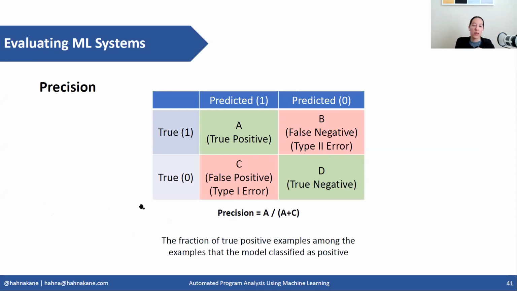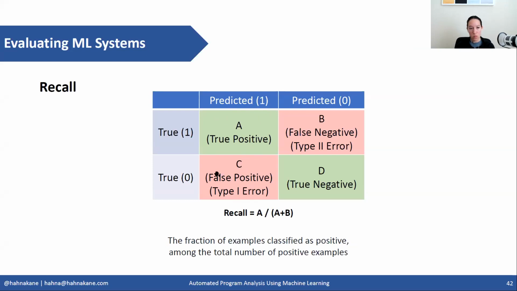Whereas precision is the fraction of true positive examples among the examples that the model classified as positive. To break that down, essentially we're taking our true positives and dividing that by the sum of A plus C, right? So you're just looking at A divided by this entire column. Whereas with recall, it's the fraction of examples classified as positive among the total number of positive examples, right? So you're taking A and dividing it by the sum of A plus B, or the row.